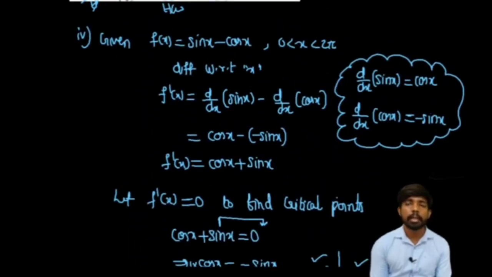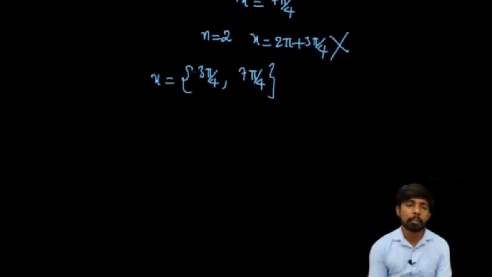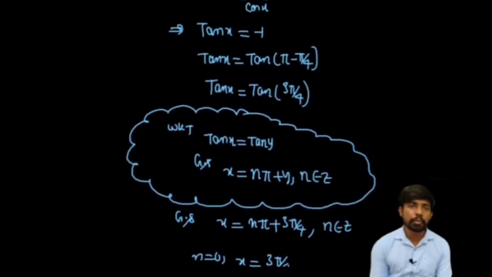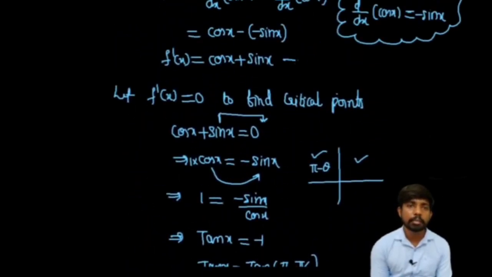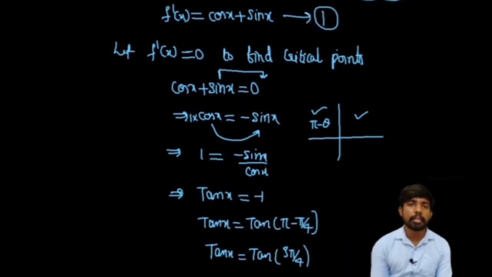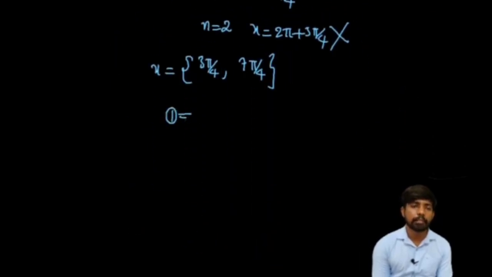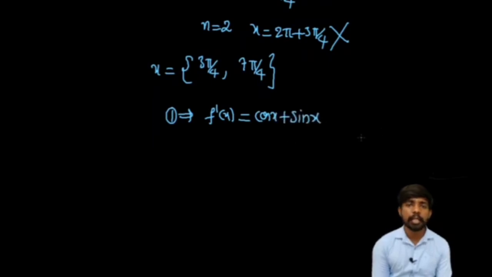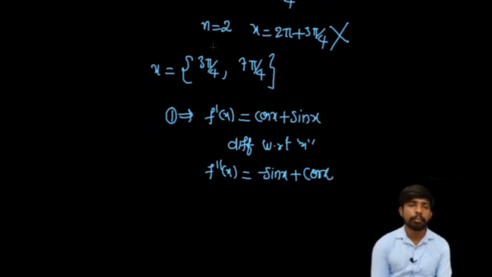Now we don't know whether these points are points of maxima or points of minima. First we will write the differentiation. Call it equation 1. Equation 1 implies f dash of x is equal to cos x plus sin x. Now again differentiate with respect to x. So the double differentiation of f is the differentiation of cos x, which is minus sin x, plus the differentiation of sin x, which is cos x.